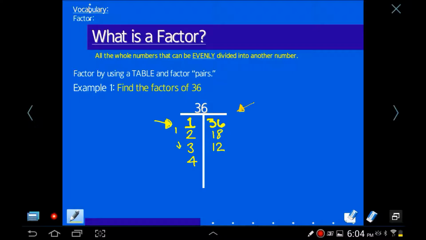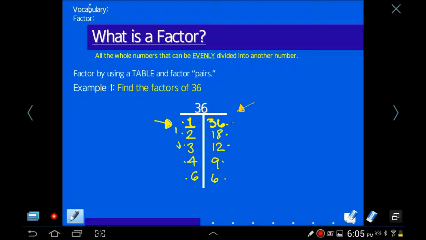I'll go to 4 now. 4 and 9 is a factor pair. Is 5 a factor? Nope. So let's skip 5 and go to 6. 6 and 6 is a factor pair because it's a square number, 6 times 6. So factors in this problem are 1, 2, 3, 4, 6, 9, 12, 18, and 36.